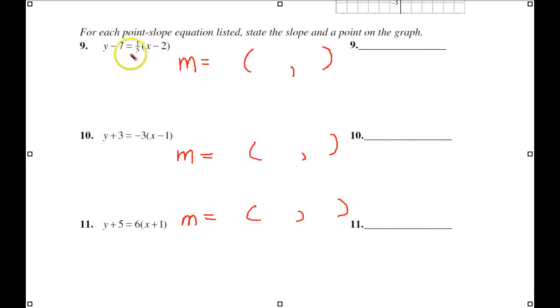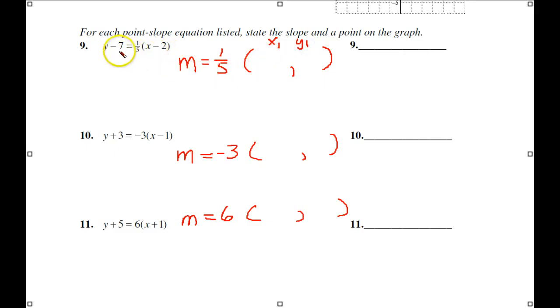All right, for these, now they have substituted into the point-slope form the slope and the point. But what we are to do here is to pick out what is the slope. Well, the slope of this one is 1/5. The slope of this one is -3. And the slope of this one is 6. Now, what's our x sub 1 and y sub 1 values?